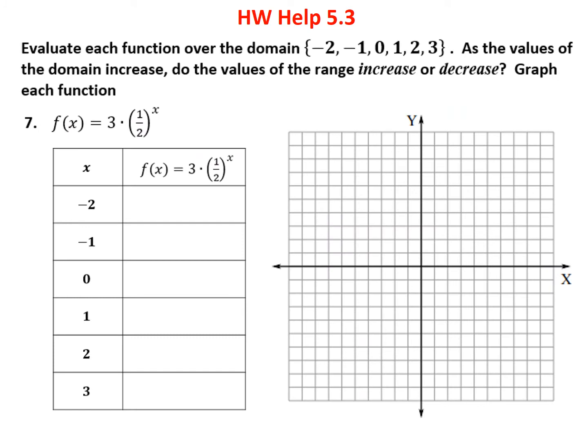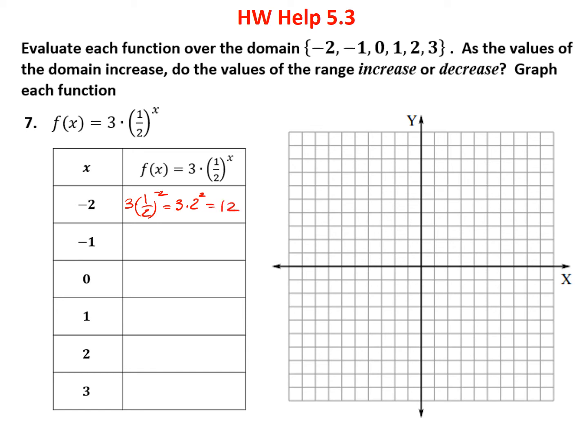Number 7 is another graphing problem like number 5. We're going to evaluate this function for each of these values in the domain. So let's get started here. I'm going to have 3 times 1/2 to the negative 2 power. Now remember, when you have a negative power, take the reciprocal and then change it to positive. So this is 3 times 2 squared. So that's going to be 3 times 4, or 12.